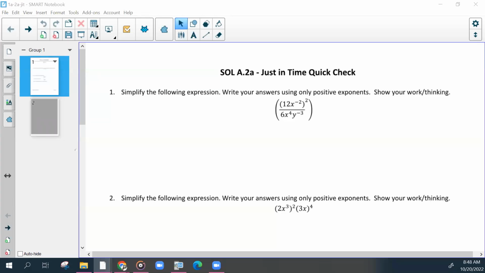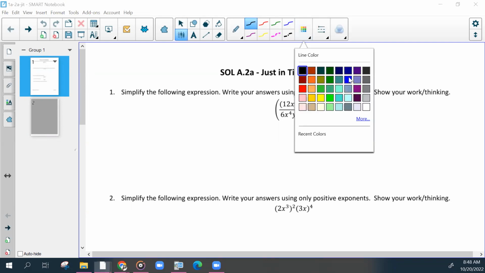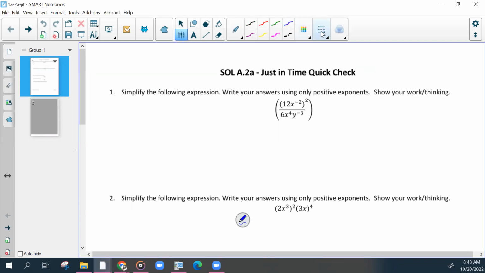So starting with number 1. Think about your order of operations when you are doing these problems. Parentheses would be first, but you have 2 sets of parentheses. Inside the bigger set of parentheses, you can't really do anything because of the other set of parentheses. So with those, we can't do anything inside, but we can do something with this exponent.